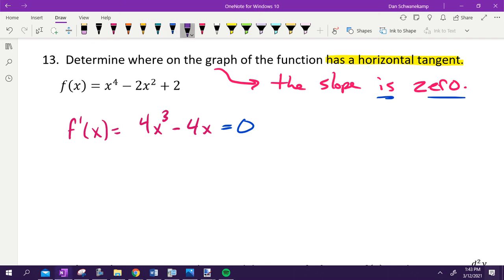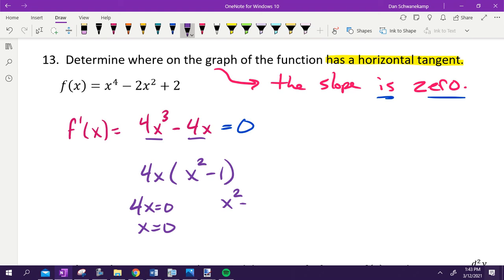If I want to solve that, I need to factor. So what do both these things have in common? You take a 4x out, you're left with x squared minus 1. You set that equal to 0, and you get x squared is 1, so x is equal to plus or minus 1. So there are 3 different places on that graph where the slope is 0.